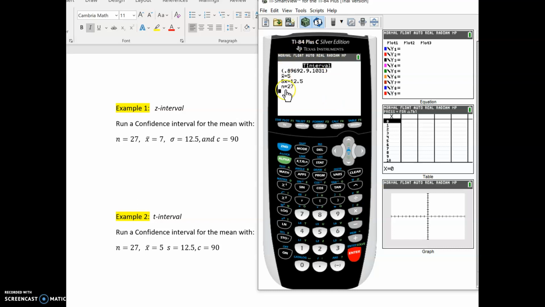And this is pretty much what I need. Take a picture of your screen. Make sure that you're matching with my outcome.